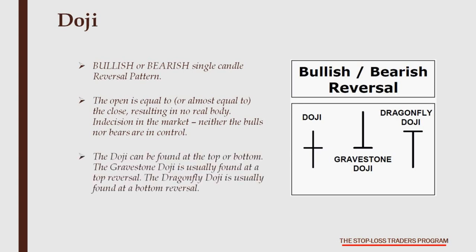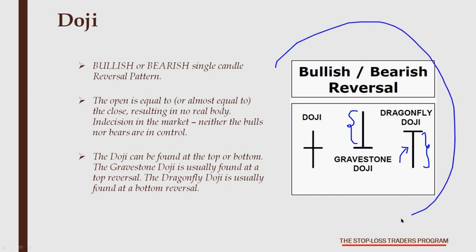The doji can be found at the top or at the bottom, and the gravestone doji, which is the middle doji here, is usually found at the top reversal because the significant upper shadow indicates strong selling pressure. And the dragonfly doji, this doji found at the bottom, indicates strong rejection at the lower levels and indicates buying pressure because of this lower shadow. So everyone clear with this, how the pattern appears? Just memorize this picture, friends.